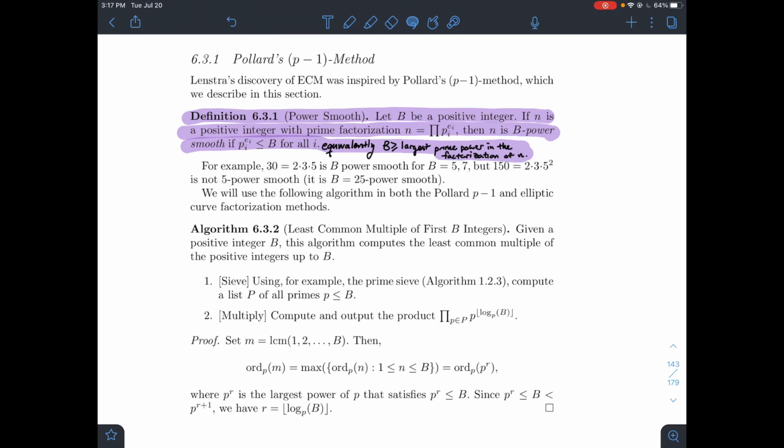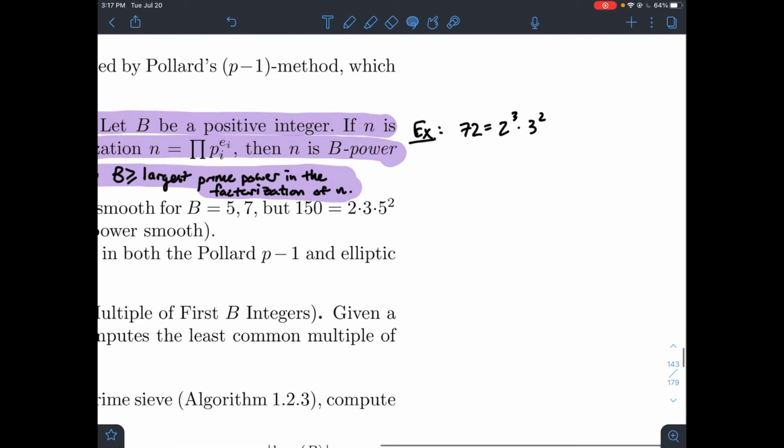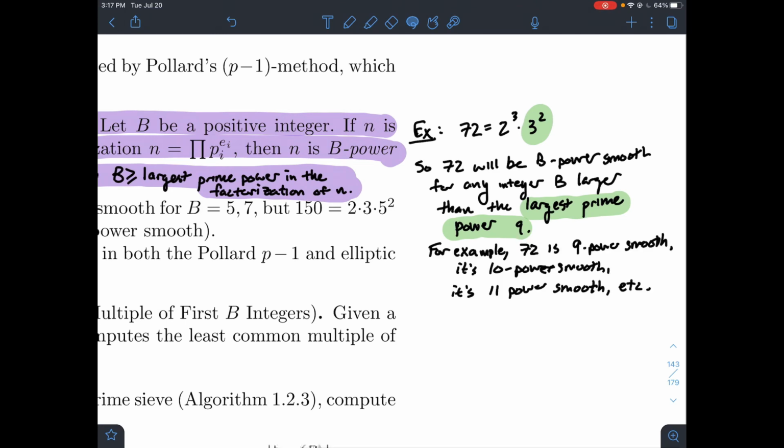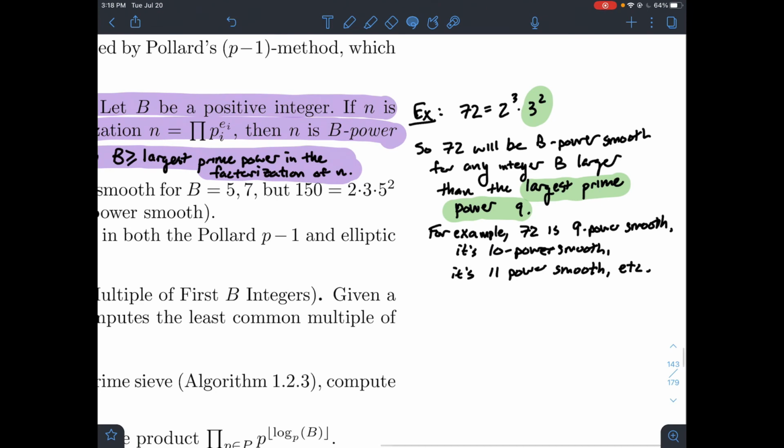To give you an alternative example to the book, over on the side, 72 is 2 cubed times 3 squared. 72 is going to be b power smooth for any b larger than the largest prime power that we see in the factorization. So for any b that's bigger than or equal to 9, 72 would be b power smooth. And again, that 9 is 3 squared, the largest p_i to the e_i, the largest prime power in the factorization of 72. So that's just how we use this word. 72 is 9 power smooth, it's 10 power smooth, it's 11 power smooth, etc.